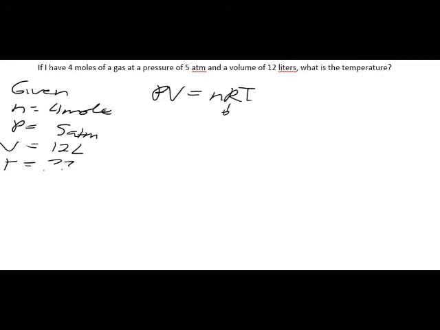Okay, let's do this. P is equal to 5 atm. So we just want this alone. Let's set it up first for you to see. So 5 nRT over T. Okay, so 5 atm for the P, 12 liters.